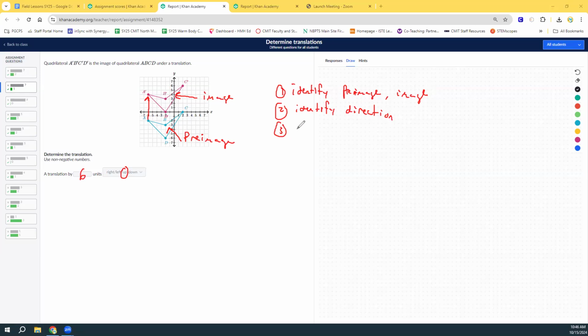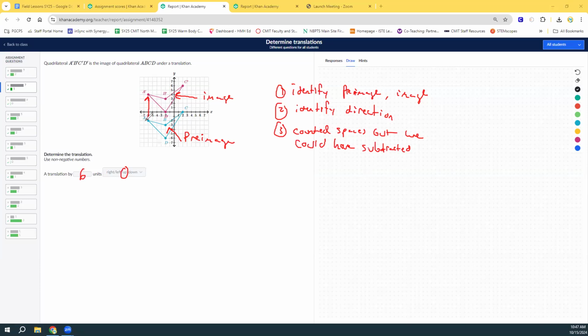I knew it was up. And then I counted spaces, but we could have subtracted just like we did in the first one. So all I did was use a way that was most efficient to me. I have this picture, they're not far away, so I said, oh, I'll just count the spaces.